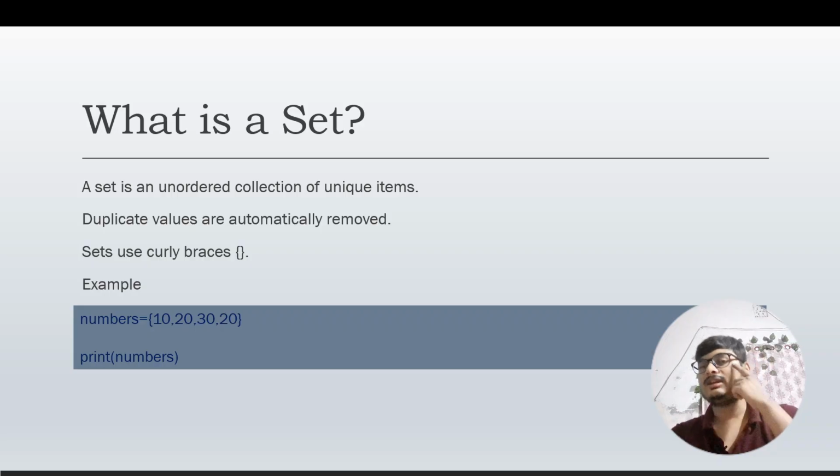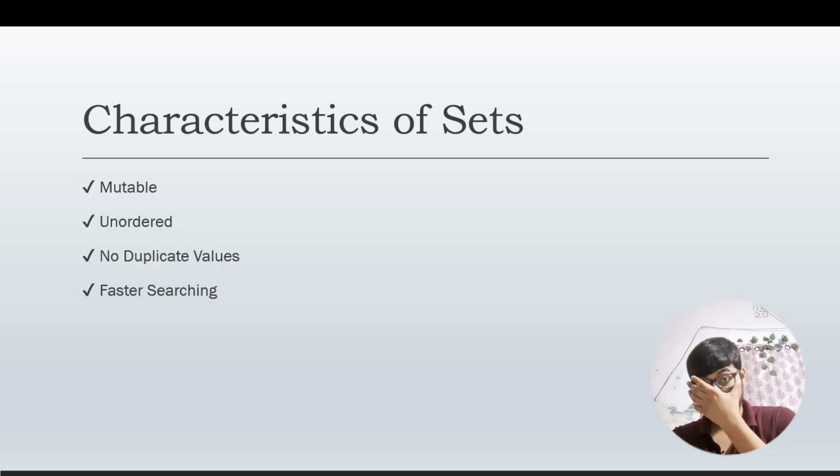When we create a set, we use curly braces. For list we were using square brackets, for tuple we were using parentheses, and now for set we will be using curly braces. Now let us see the characteristics of a set. Sets are mutable, they can be changed, they are unordered, and no duplicate values are allowed. It is used for fast searching.